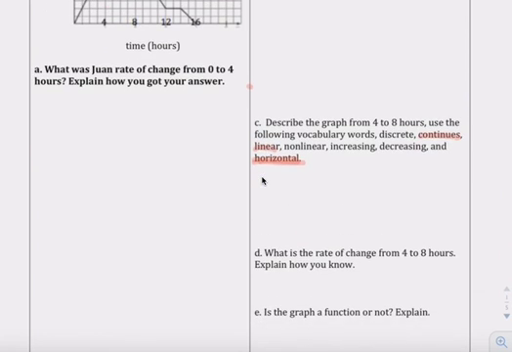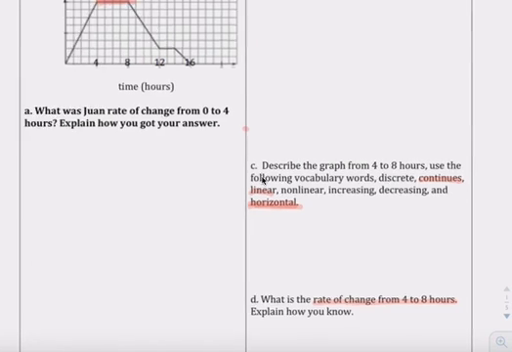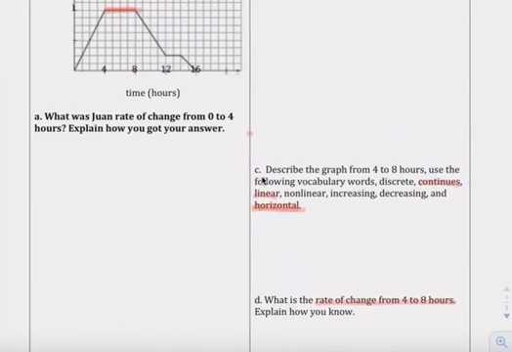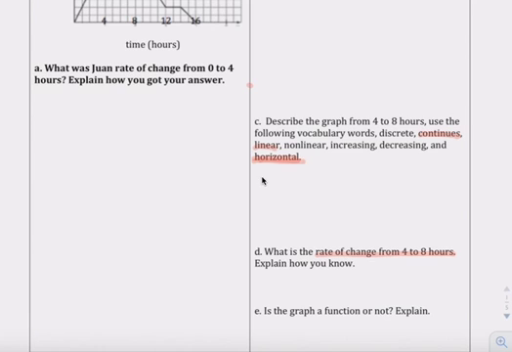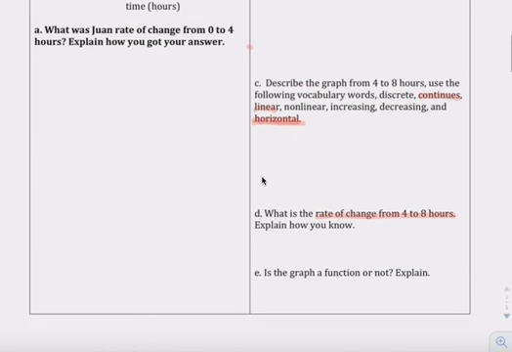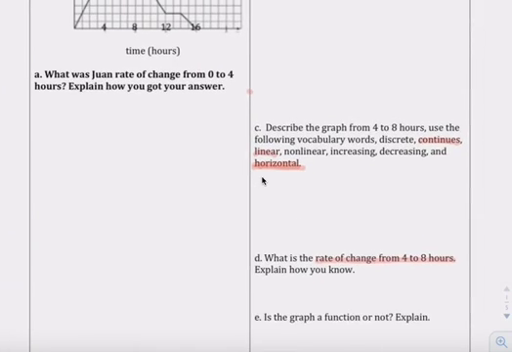Well, here you go. What is the rate of change from 4 to 7 hours? Rate of change from 4 to 7 hours is 0 because there's no change. Is the graph a function or not? The graph is a function.